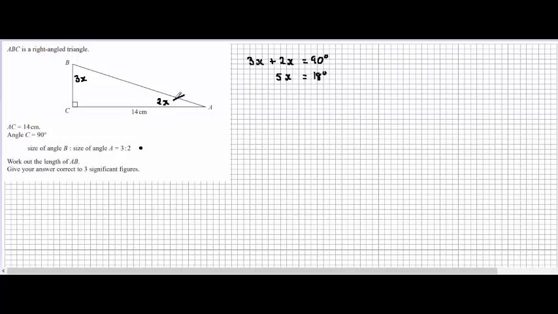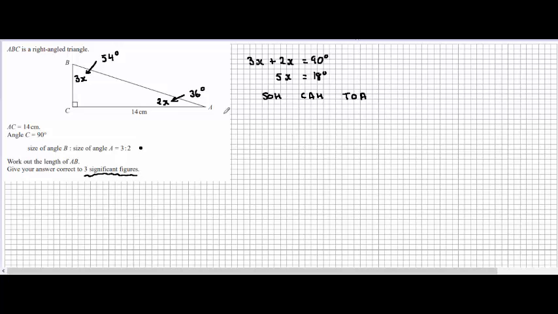So that means this angle here has got to be 36 degrees. And this angle here has got to be 54 degrees. I am now in a position where I can work out the length of AB. And there are two ways I can do it. Obviously, I've got to use SOHCAHTOA, and we'll do it using two ways. And one thing to remember, we've got to give our answer to 3 sig figs.